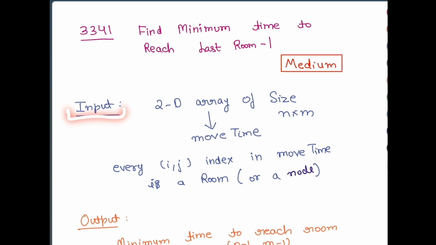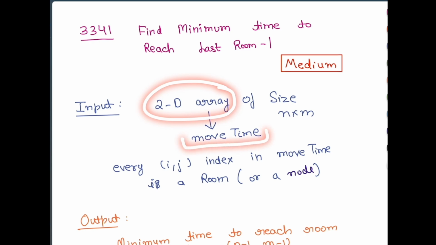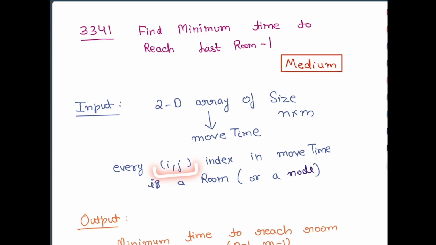The given input in the problem is a two-dimensional array of size n by m, and let us call this two-dimensional array moveTime. So every time I say moveTime, it means this two-dimensional array which is given in the input. Every index i, j in the moveTime array is a room, or you can say it is a node in a graph. So every index is a room.